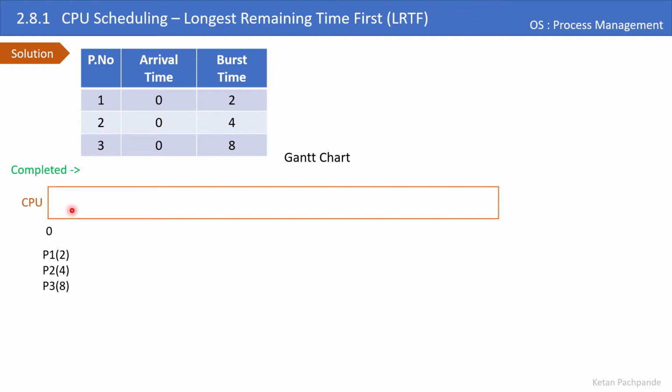If I give one time unit to this process, at time t is equal to 1, the remaining time of P3 will become 7. Still it would be higher than 4 and 2, and that's how process P3 will continue. So I can say from 0 to 4, process P3 will continue, and at time t is equal to 4, the remaining time of these processes will be 2, 4 and 4 respectively.